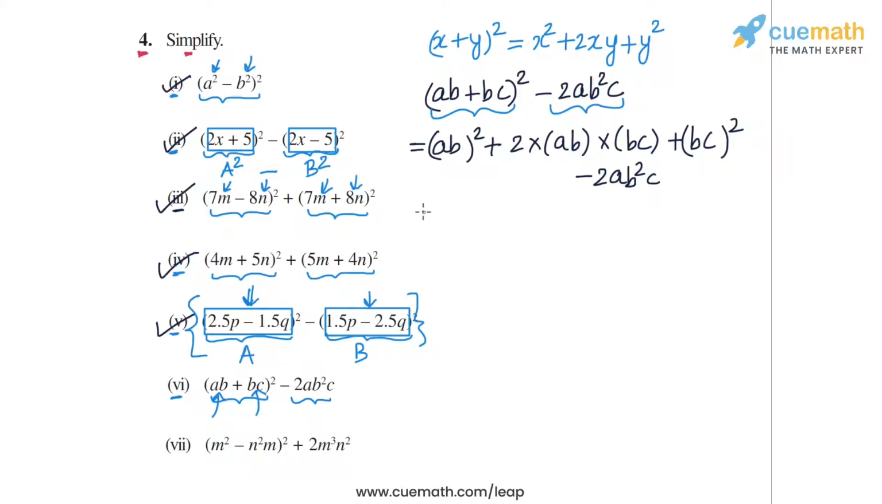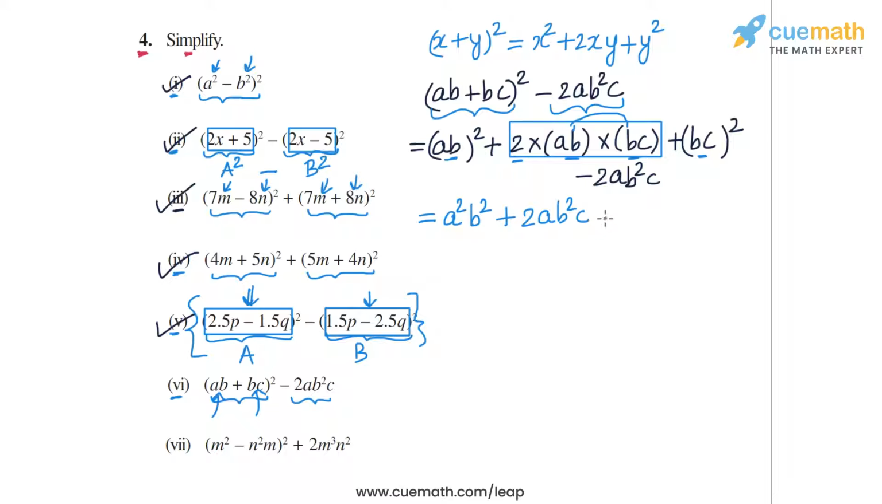Now let's simplify all the terms. So we have ab whole square, which we can write as a square b square. We have 2 into ab into bc. Now in this product we have 2 repetitions of b. So we will get 2a b square c. So make sure that you've understood this product. 2 into ab into bc will be 2a b square c.